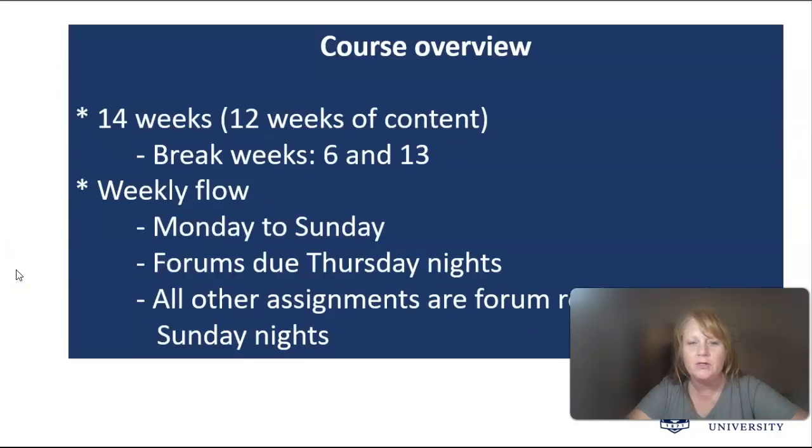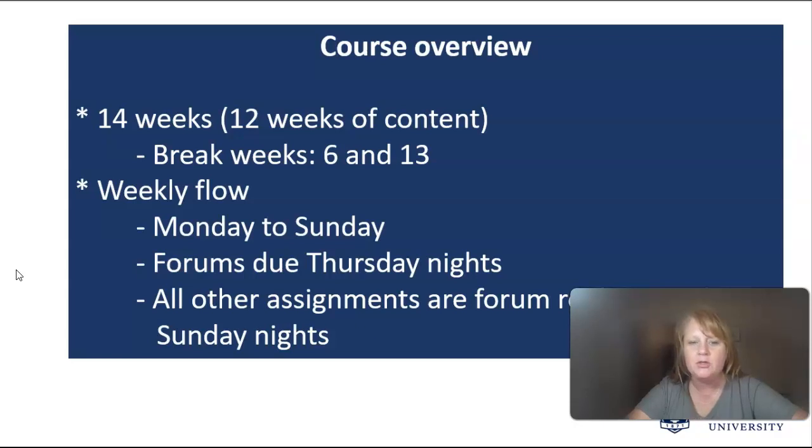An overview of the course. The course actually runs 14 weeks, but we only have 12 weeks of content because we do get 2 break weeks during this course, during week 6 and 13. Our weekly flow will be similar to how all the other courses go. We run Monday to Sunday.